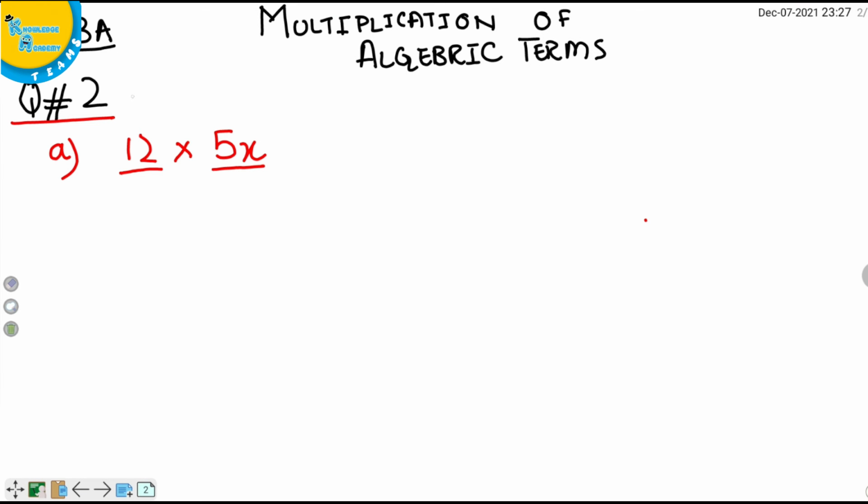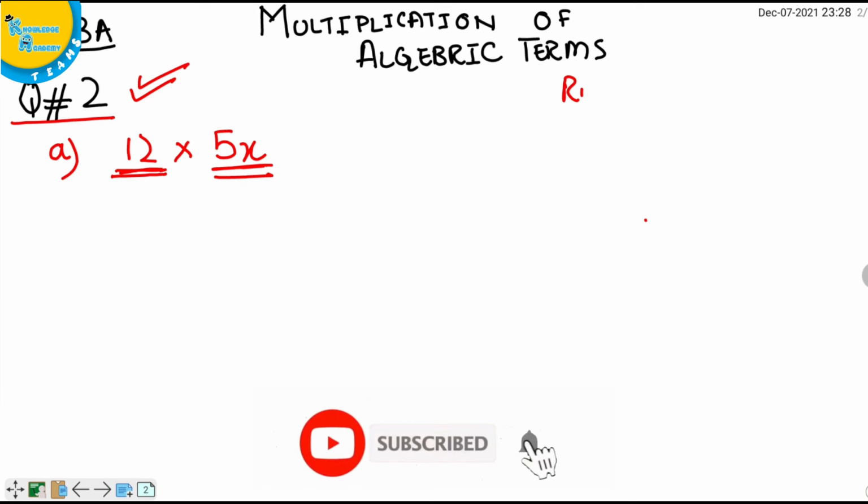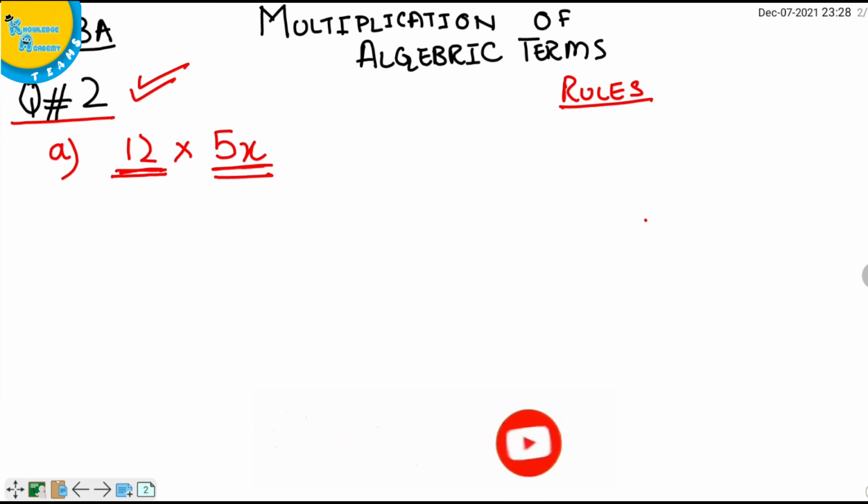Now we are going to solve our question number 2, and as we can see in question number 2a, we have to multiply two algebraic terms. So before solving it, let's go through the rules of how to multiply algebraic terms. The rules are pretty simple. All you have to do is keep them in mind, and you will see how easily we can solve this.